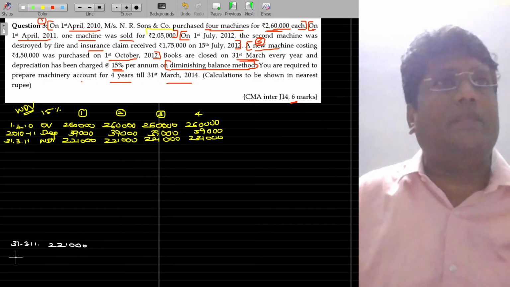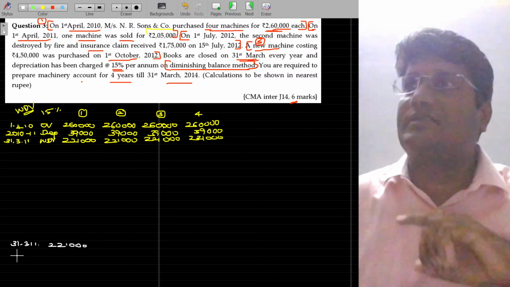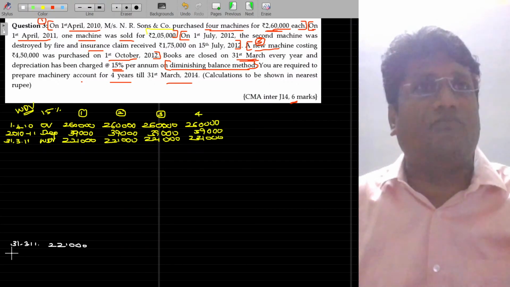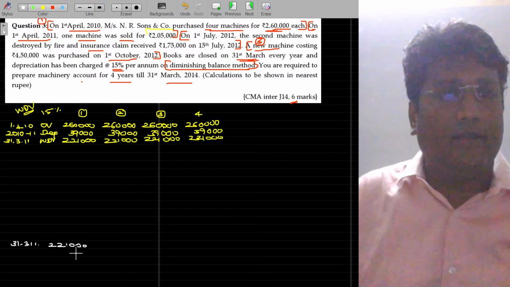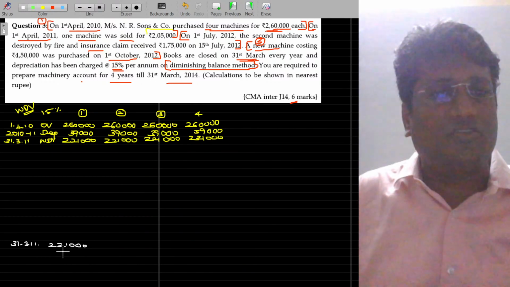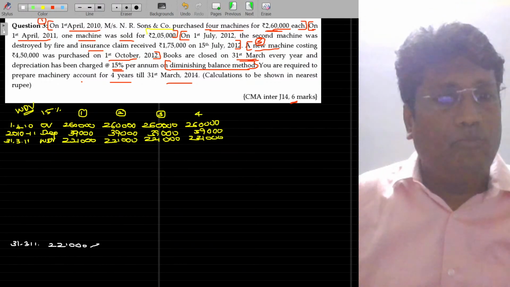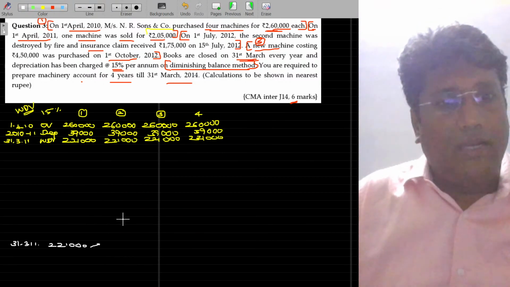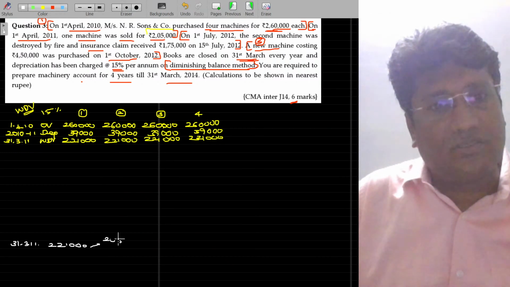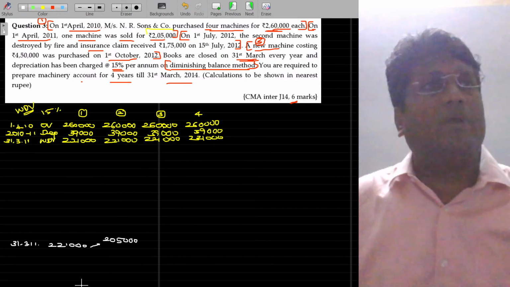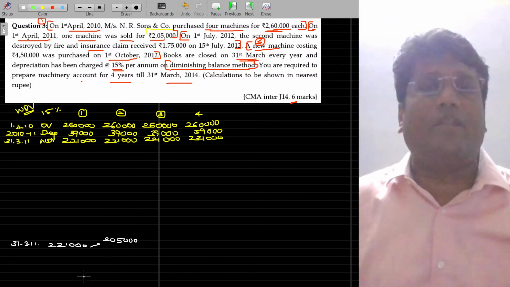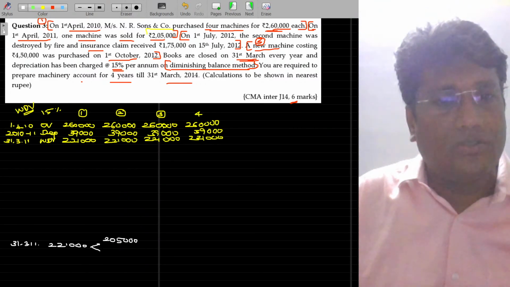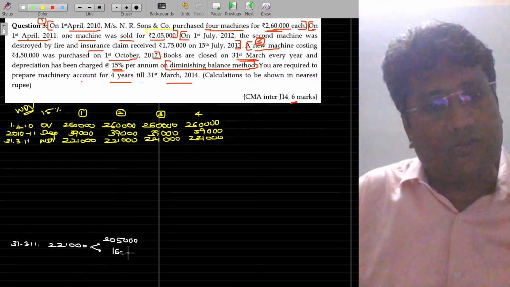Is there any depreciation for the year of sale? No. The asset was sold on day one itself, so we won't provide any more depreciation for that year of sale. As per my book, it is valued at rupees 2 lakhs 21,000, but this one is sold for 2 lakhs 5,000 rupees. It means I lost. How much did I lose? 16,000 rupees being the loss.